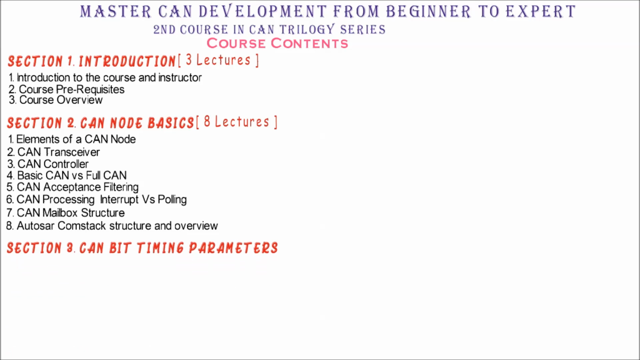The next section is on CAN bit timing parameters. Timing and baud rates is crucial in CAN communication, and this section covers all the essential concepts related to that. For each lecture, both theoretical understanding and practical demonstration with Davinci Configurator Pro tool and open source Autosar Configurator tool is demonstrated similar to previous section. This contains basically 6 lectures.